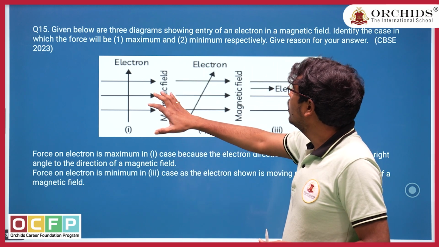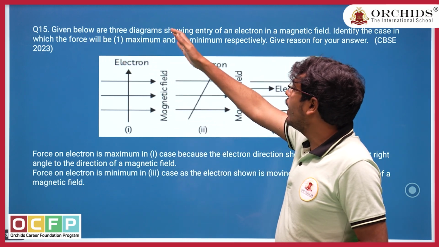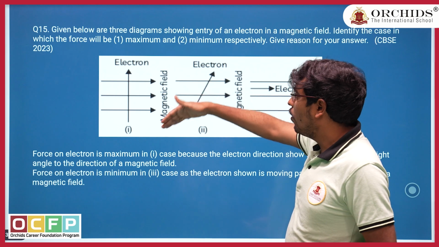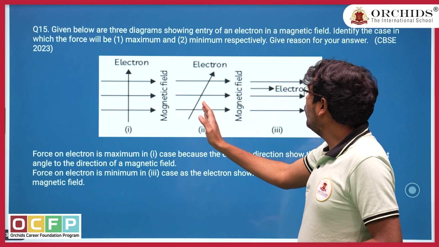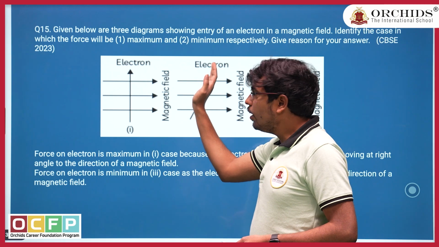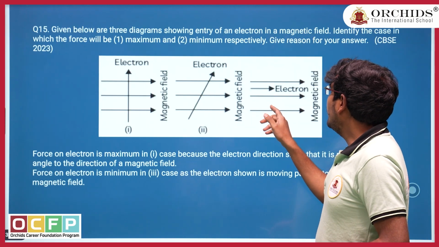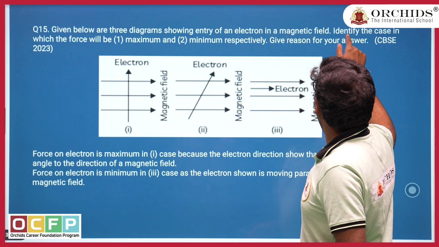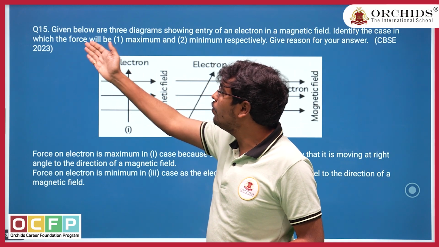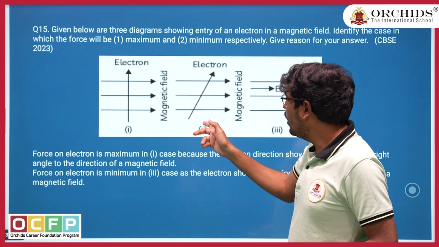Now you can see here, given below are the 3 diagrams showing the entry of an electron. Electron is entering perpendicularly here. Okay, electron is entering in an inclined position here. Electron is entering parallel to the direction of the field here. Now they are asking, identify the case in which the force will be maximum, here or here or here.